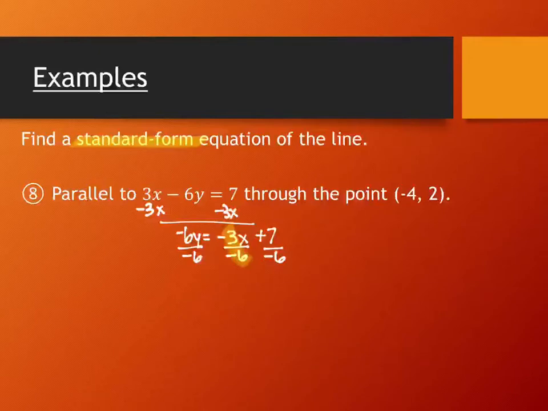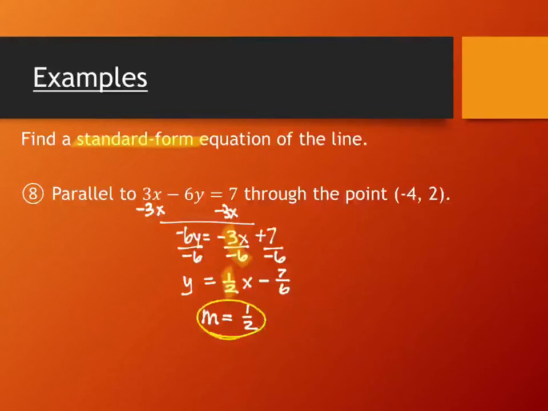So I would like to reduce negative 3 over negative 6 if possible, and it is possible. So what is that going to be if I reduce it? 1/2. So this is 1/2 x, or you could write 1x over 2, that's fine. So my equation actually looks like this, but the only part that I really need is the 1/2. Okay, so my slope for the equation given is 1/2.